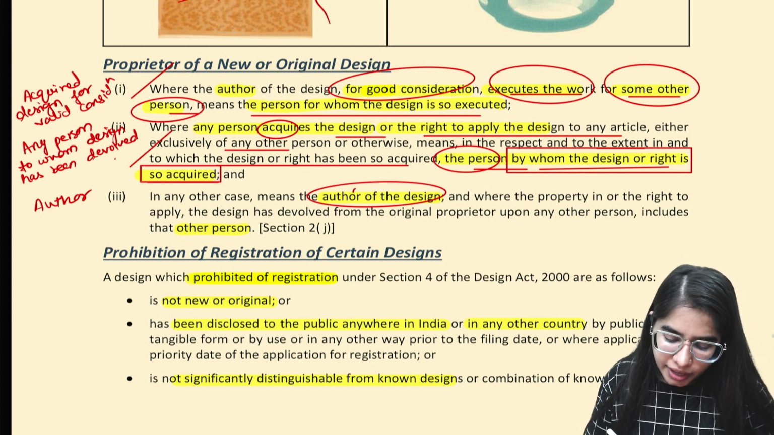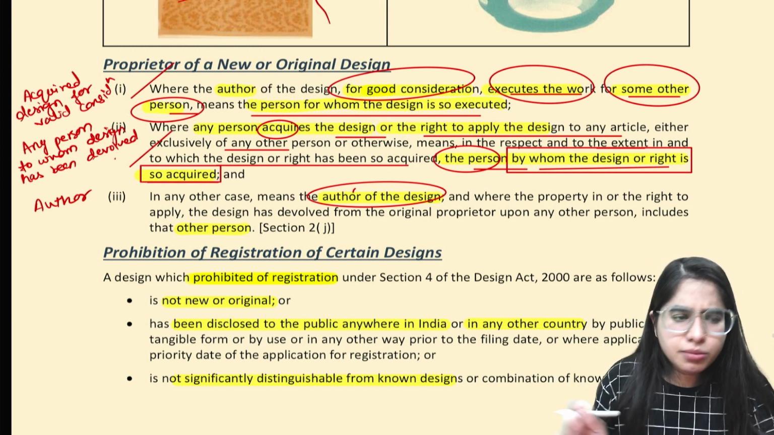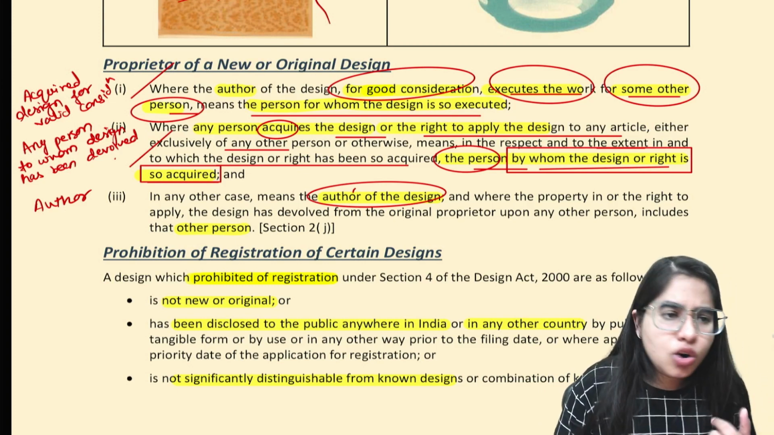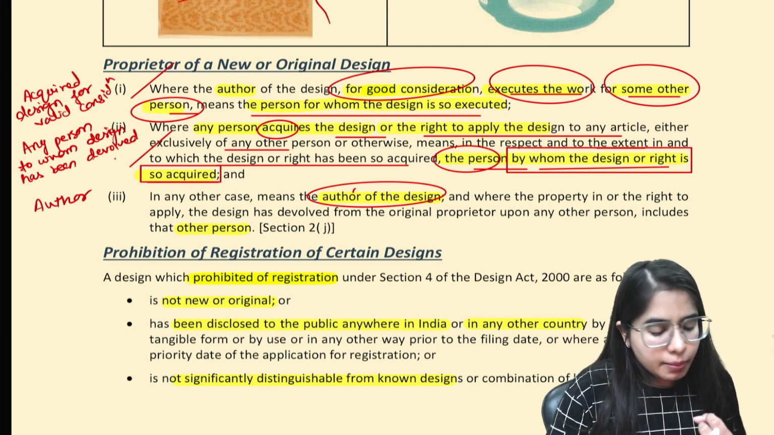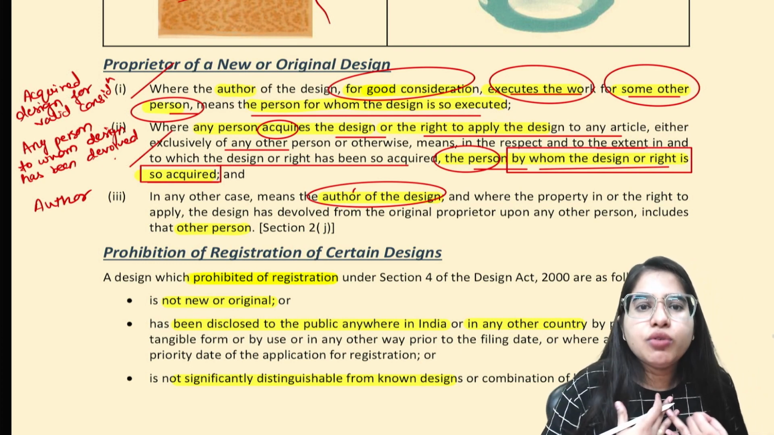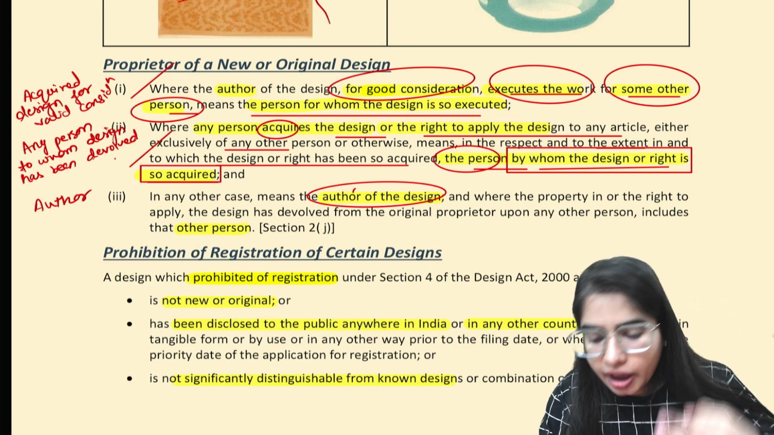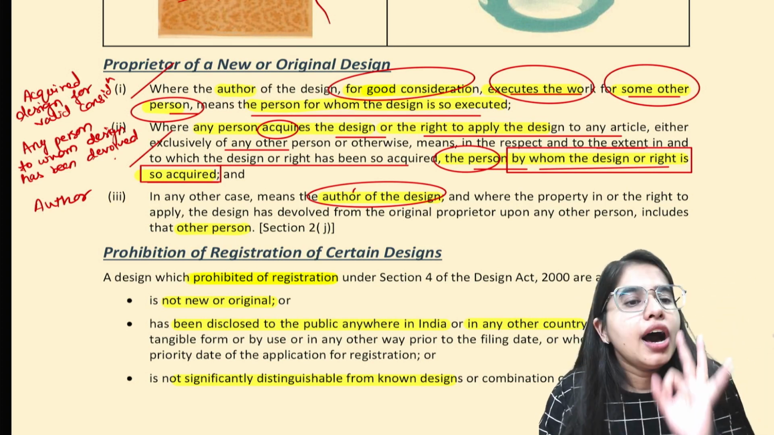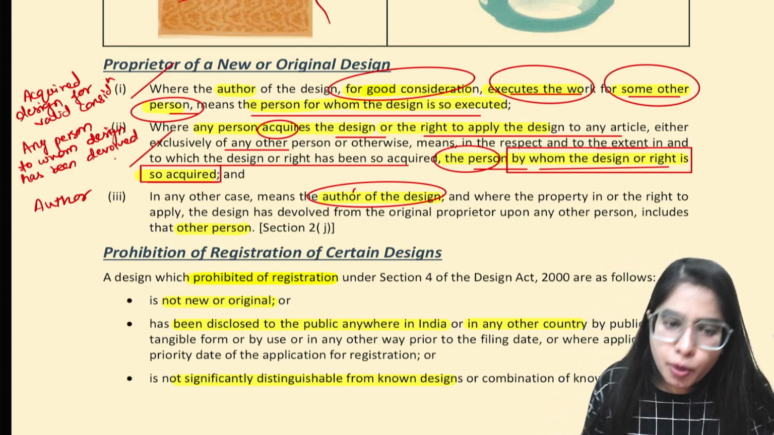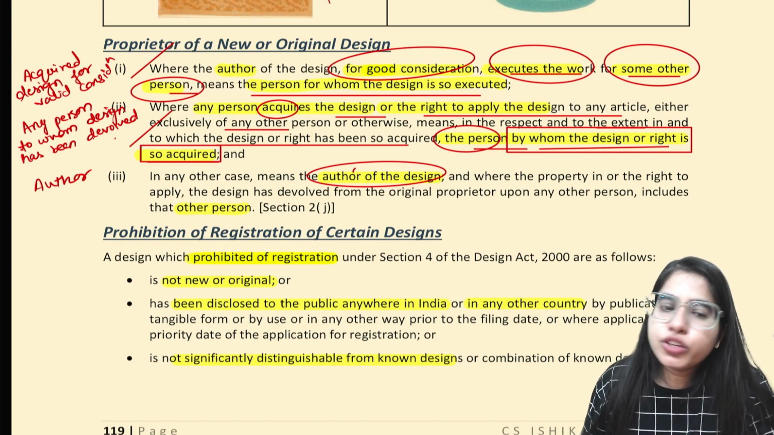These three people are the proprietor. In case a question comes, you can write this one by one. Who is the proprietor of the design? Proprietor means owner. Number 1, the author. Number 2, if I have executed the work for someone else for consideration, then that other person. Number 3, if my right is transferred to someone else, then the person to whom the right is transferred. These three persons are called the proprietor of the new or original design.